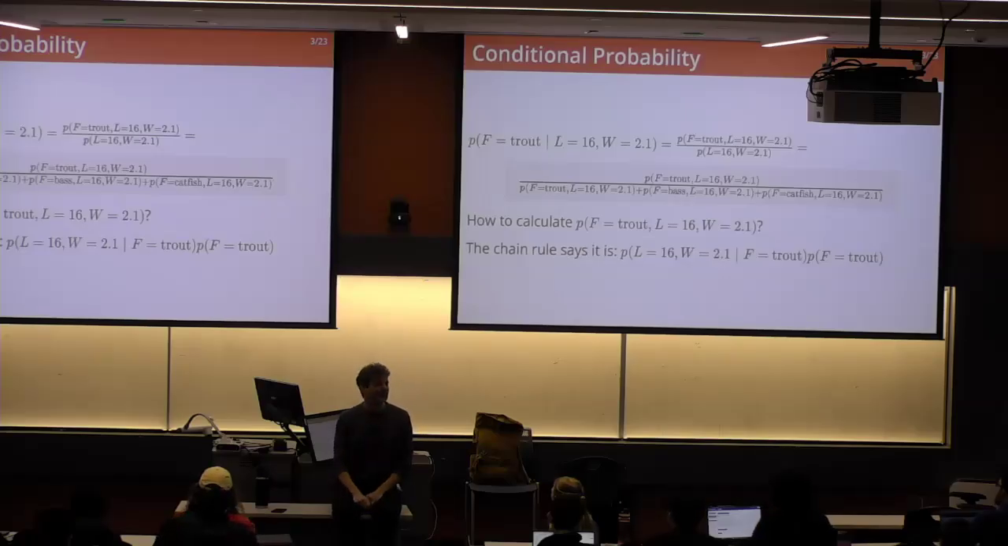This is just the Bayes formula. Well, this is the chain rule for probability. Everybody's good with that? All right.